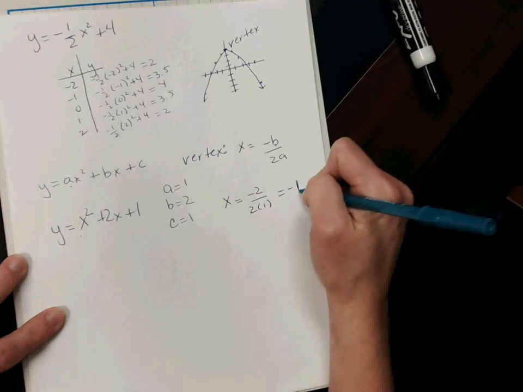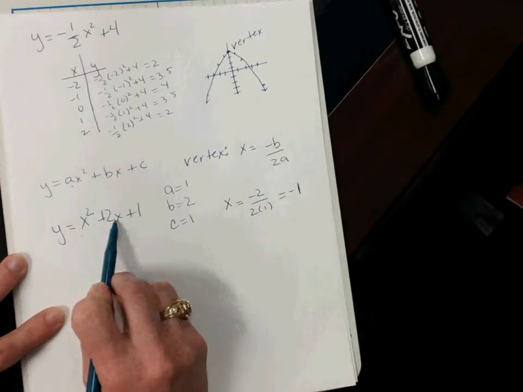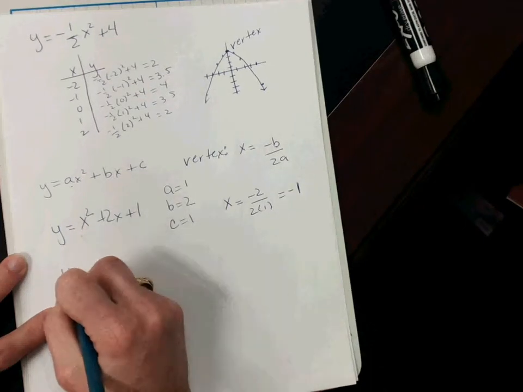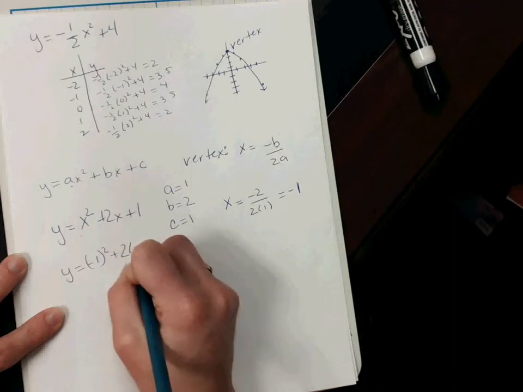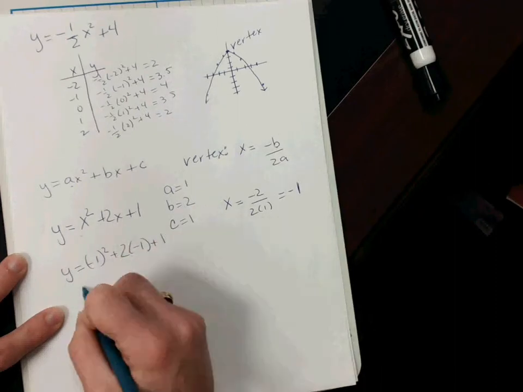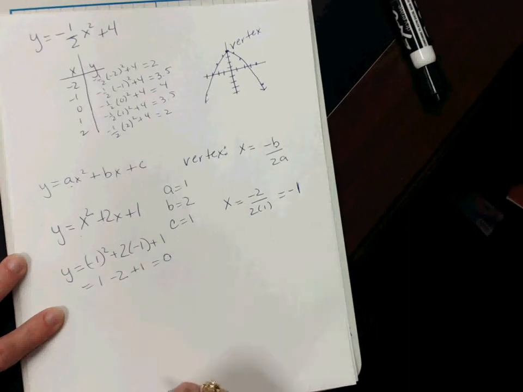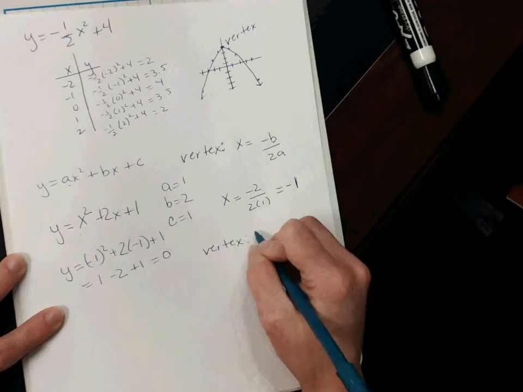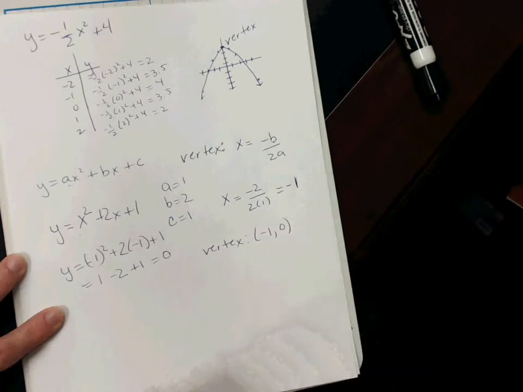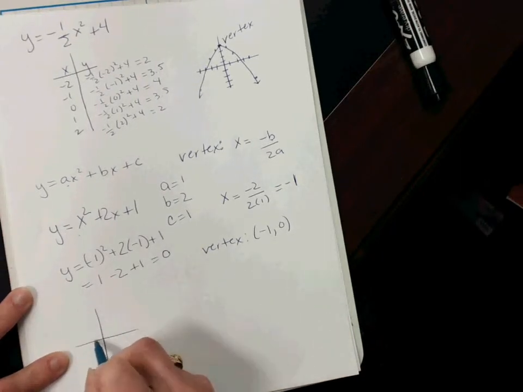To find the y value, what we do is just simply plug it in, and it's going to give me what my y value is. So if I plug in negative 1 for x, that's going to give me 1 minus 2 plus 1. It's going to give me 0. Okay? So now my vertex is the point negative 1, 0. So if I'm drawing my graph, I've got this point at negative 1, 0.